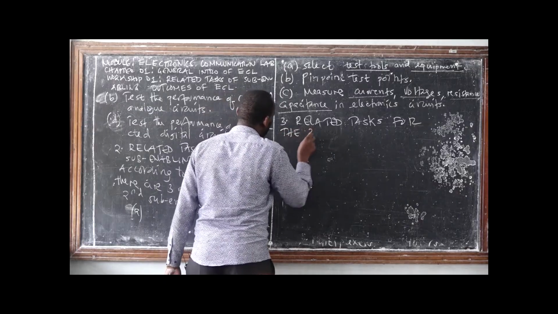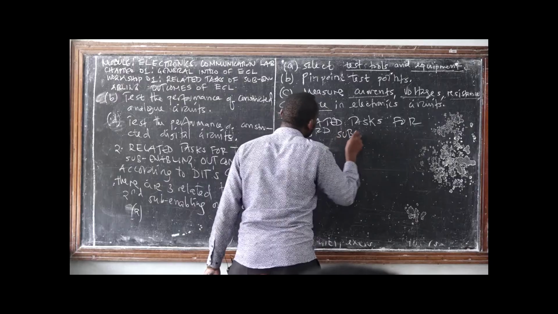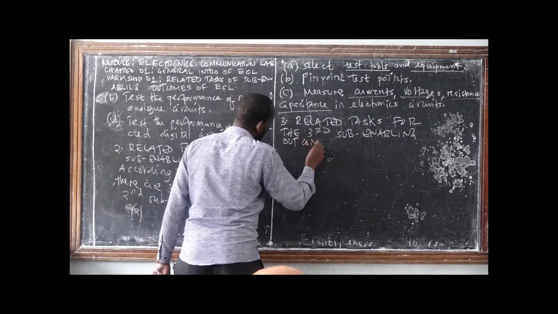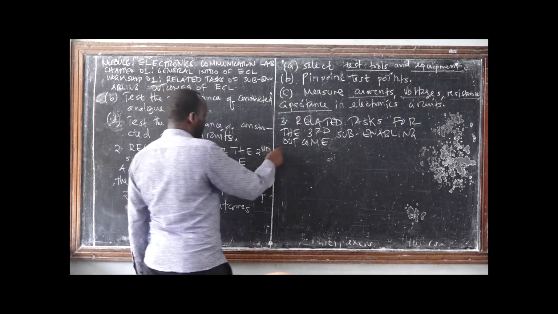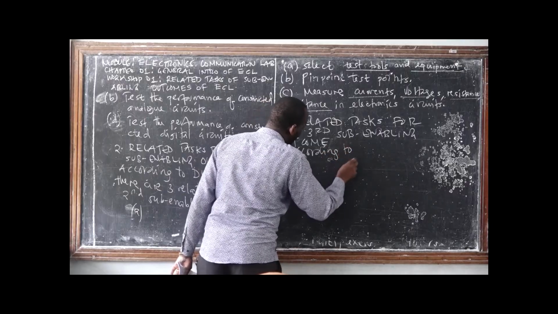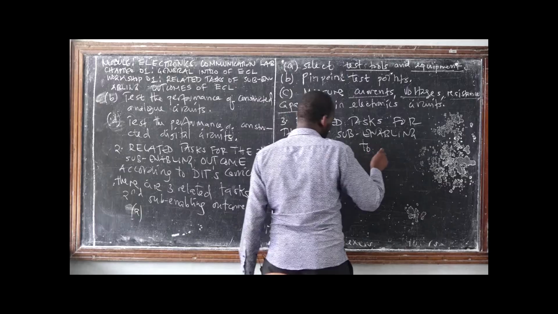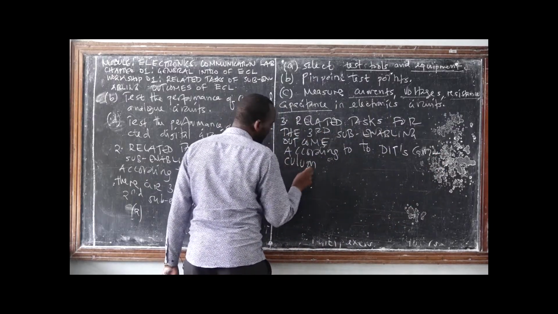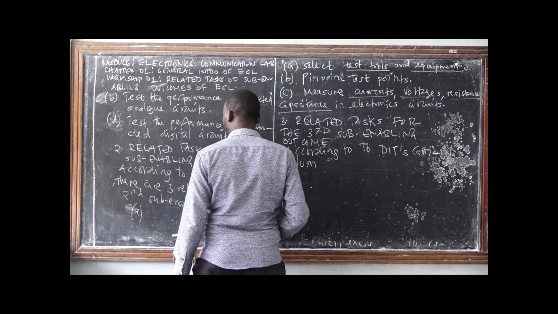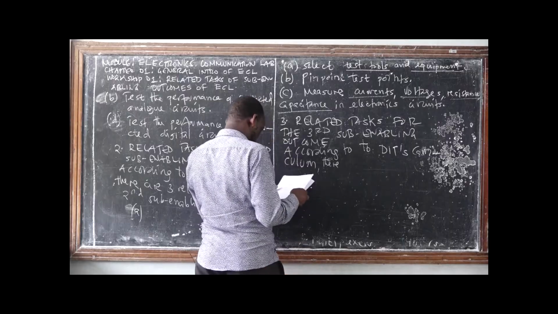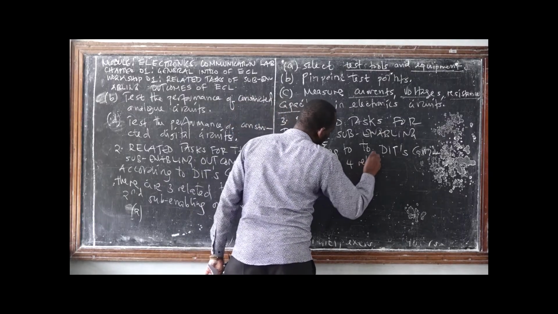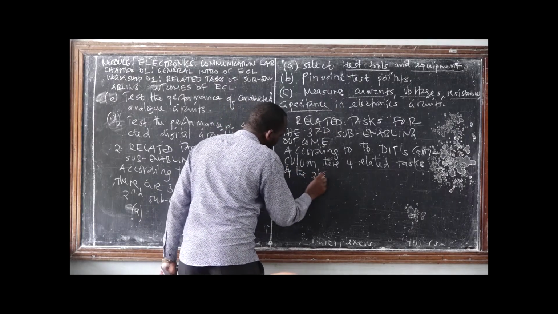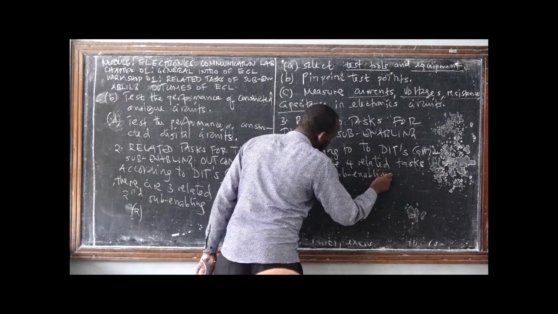For the third sub-enabling outcome, according to URASA's curriculum, because URASA has a curriculum, according to DIT's curriculum, there are 4 related tasks of the third sub-enabling outcome.